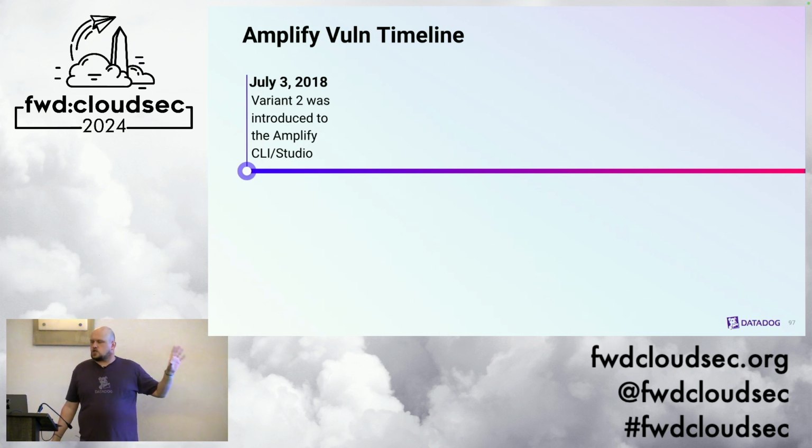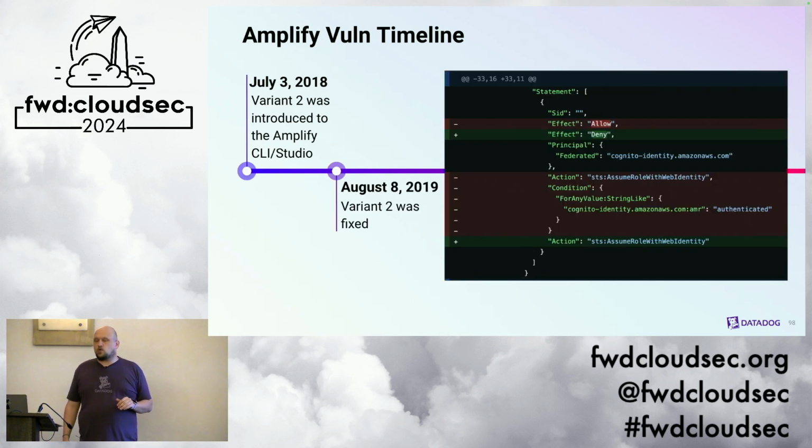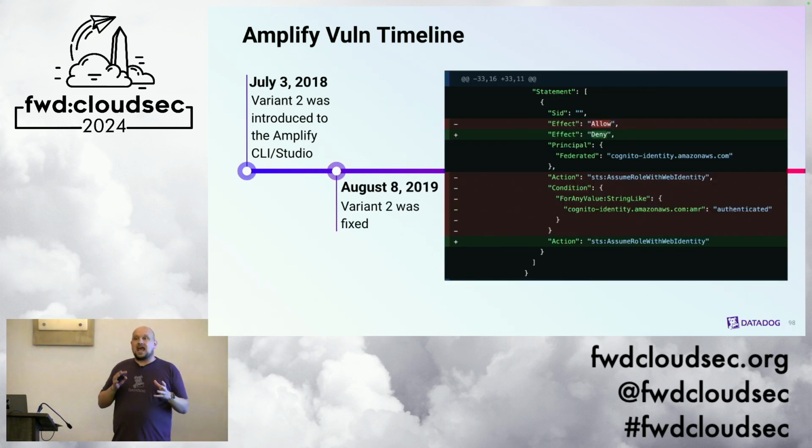Yeah, so like I said, that was introduced on July 3rd. On August 8th, 2019, a little over a year later, AWS actually fixed this issue. They introduced a new change to set the default effect to deny, and they removed the condition. And this is actually the same behavior that you'll see today if you create an Amplify project.